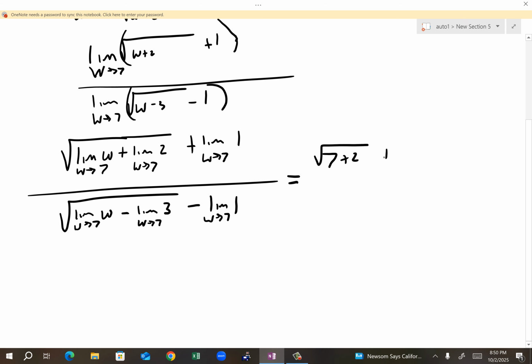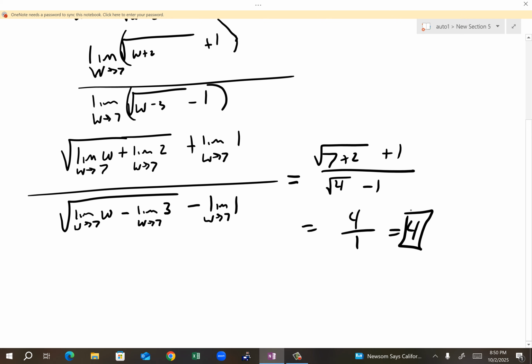What's the limit of 1? It's 1 over the downstairs. The limit as w approaches 7 is 7. The limit of 3 is always 3. 7 minus 3 is 4. So, and then minus the limit, yeah, it's 1. And so that's 9. Square root of 9 is 3. 3 plus 1 is 4. 2 minus 1 is 1. The answer is 4. Okay?